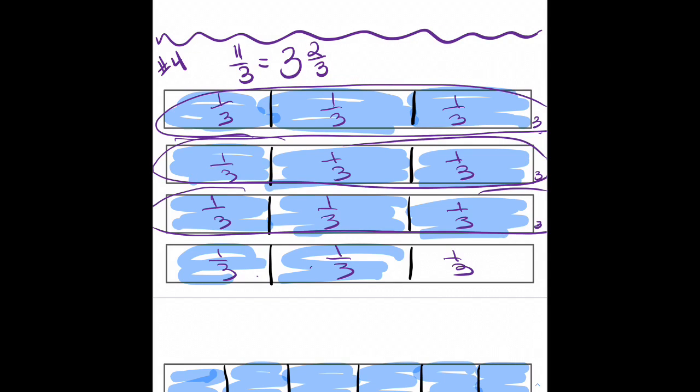Welcome back. So, as you can see, I have 3 whole fraction bars and I have 2 left over. So my improper fraction is 3, 6, 9, 10, 11 thirds equals 1, 2, 3 wholes plus 2 thirds left over.